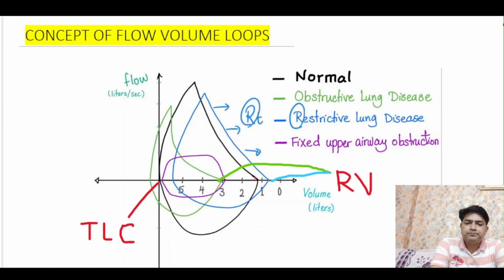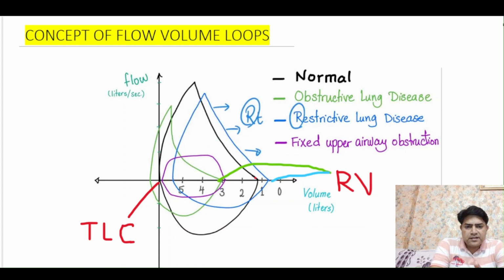Why? Because there is a narrowing of the airways due to secretions or bronchoconstriction. So he is not able to exhale properly, and his forced expiratory volume FEV1 is reduced, and his forced vital capacity is not reduced to that much extent, but it is reduced. He can achieve it in some amount of time. So that is the basic thing.